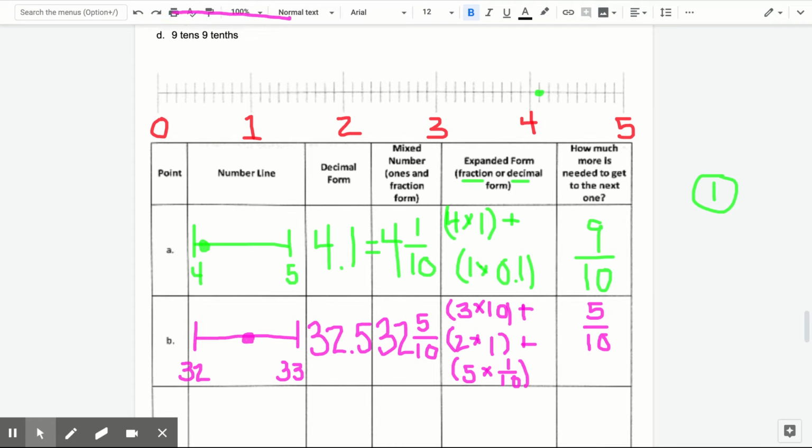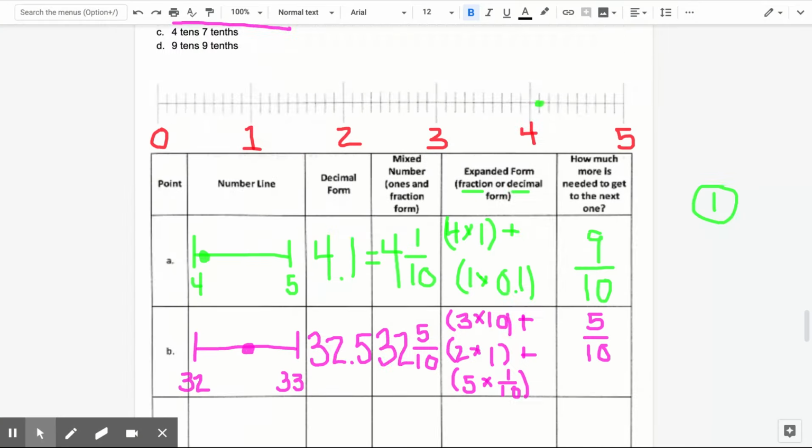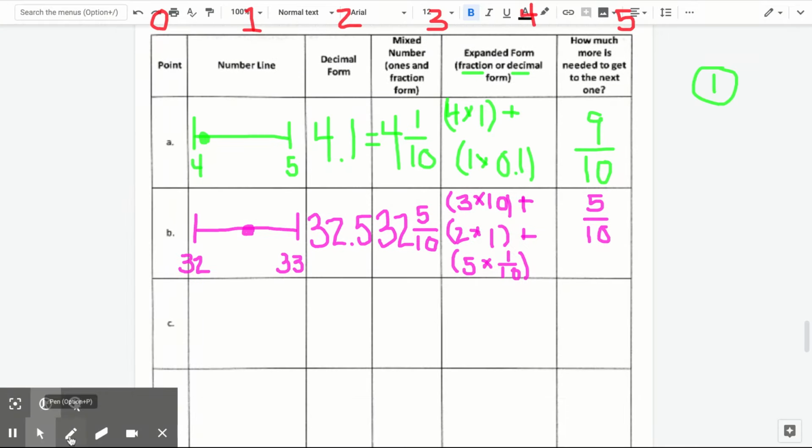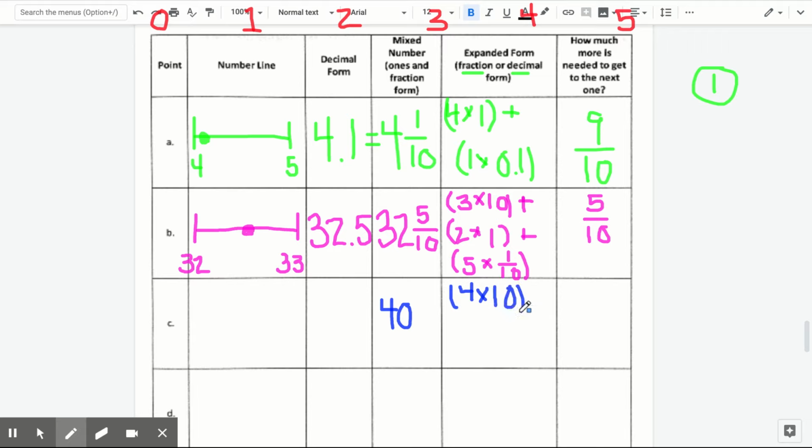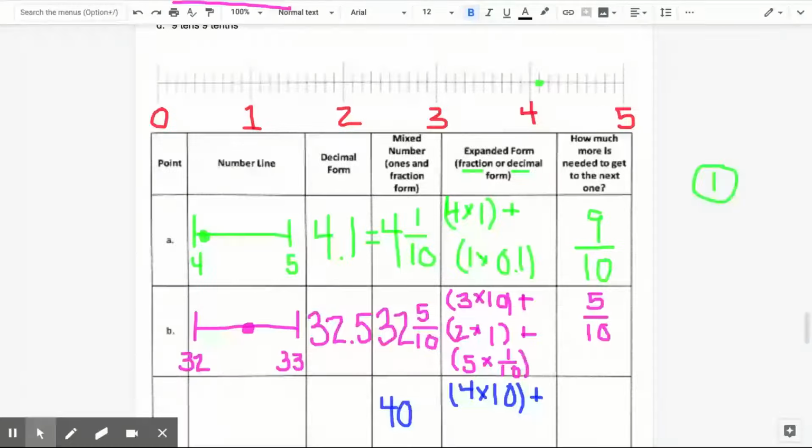Next one is 4/10 or 4/10s, 7/10. That's something else you want to pay attention to. If I have 4/10s, that means I really have 40, because that would look like 4 times 10 over here in expanded form. Okay, it doesn't say anything about us having any ones here, so that means I'm just going to have a 0 in my ones place. Okay, and then what was my tenths number on this one? 7/10.